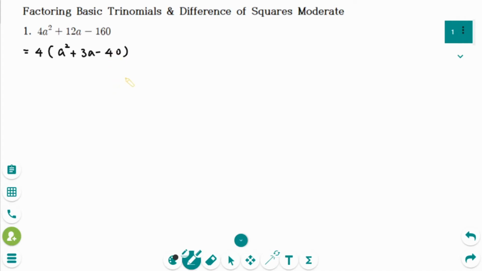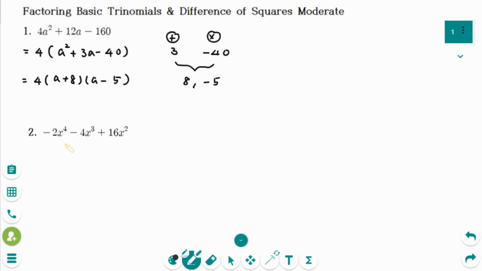Then find the two numbers that have a sum of 3 and a product of minus 40. 40 is 8 times 5. Which one is minus? 8 times minus 5. Then make 3. So the final answer is 4, then a plus 8 and a minus 5. That is the factored form.